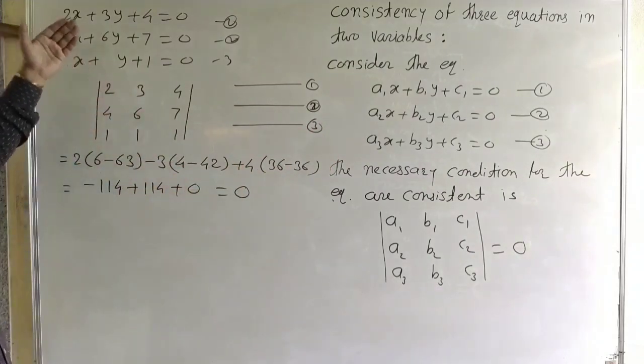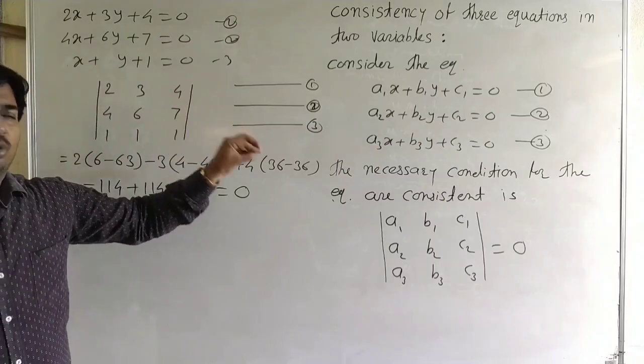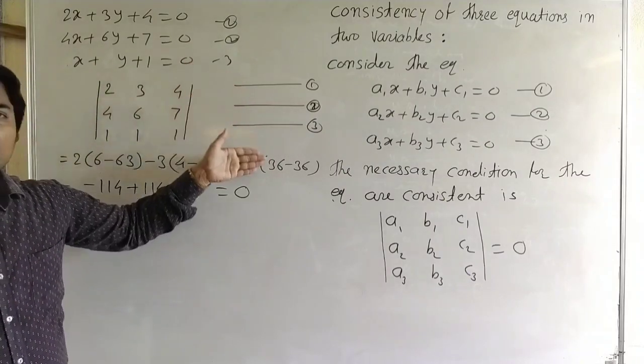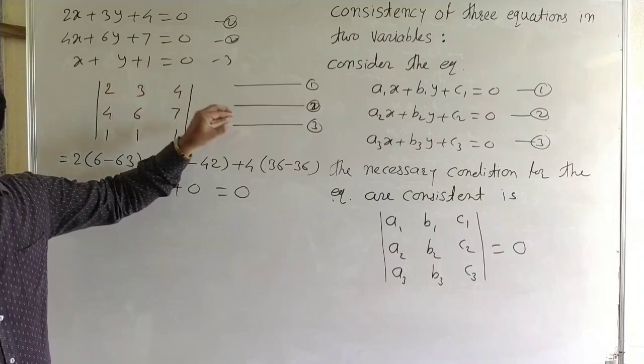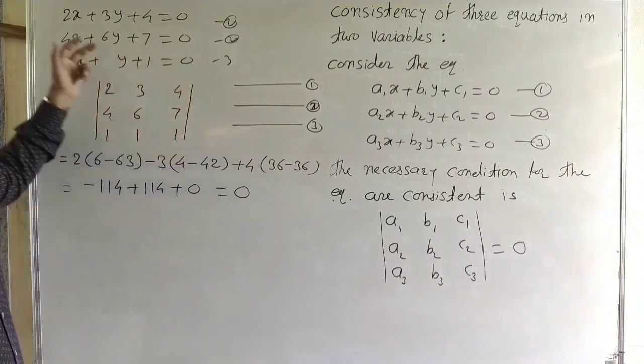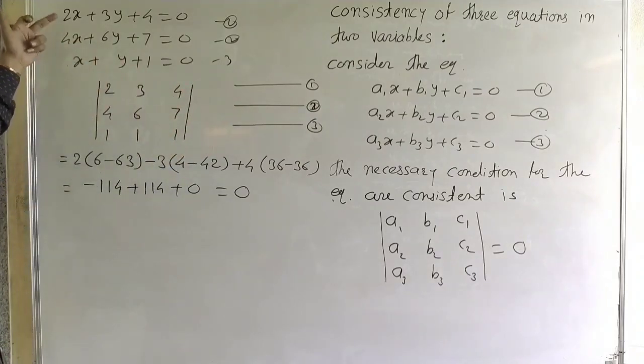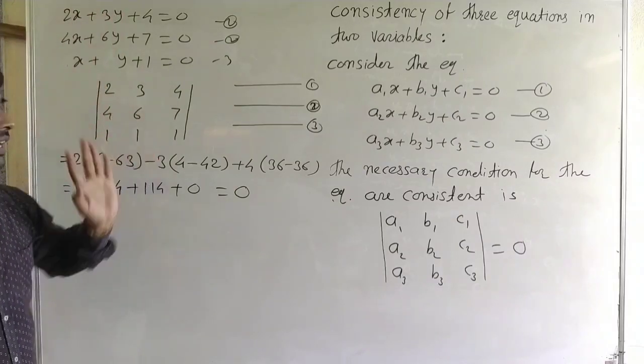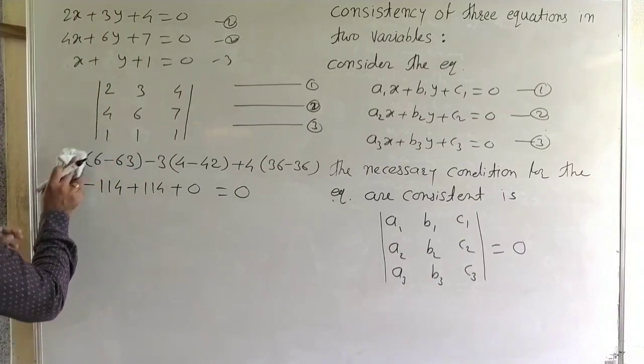Then we take at least two lines, any two lines. In the first example, all three lines are parallel. At least any two lines are parallel: first and second, or second and third, or first and third. Any two lines are parallel. Then we get this condition.